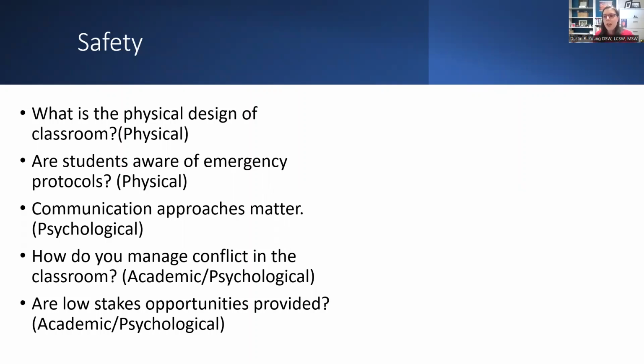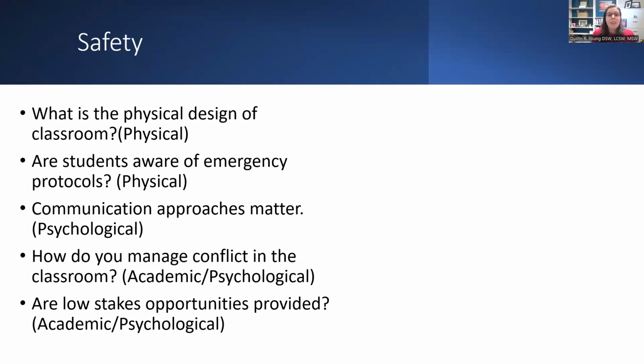Communication approaches, we want to think about not only physical safety of a room or a class, we want to think about psychological. Are you an instructor that students can make a mistake with? Are you one that's pretty regular? They know how you're going to react or respond. How do you communicate your approaches? And then we've got physical, we've got psychological safety, and we need academic safety.